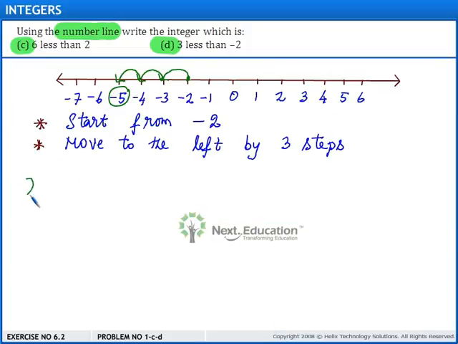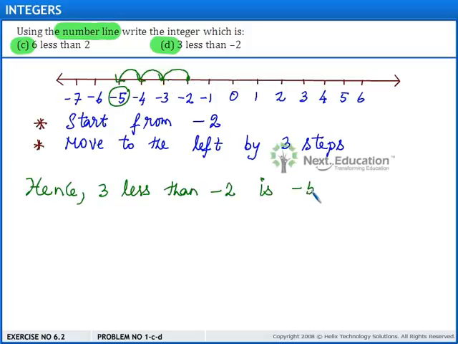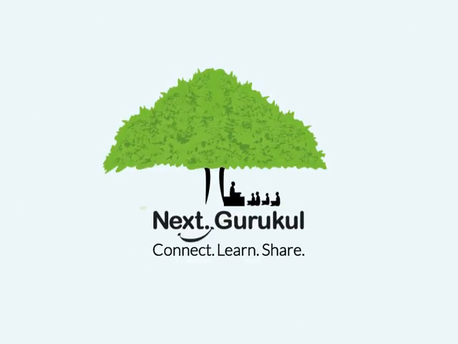Hence, 3 less than minus 2 is minus 5. This completes the solution of the given problem.